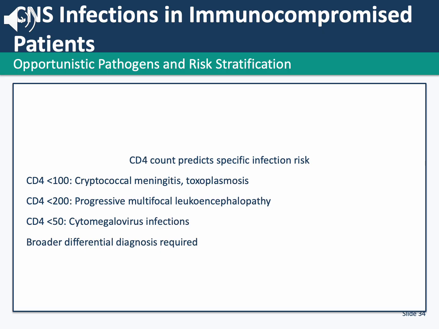Progressive multifocal leukoencephalopathy risk increases when CD4 count falls below 200 cells per microliter. Cytomegalovirus infections occur with CD4 count below 50 cells per microliter. The differential diagnosis is broader in immunocompromised patients and requires consideration of unusual pathogens. Immune reconstitution with antiretroviral therapy or reduction of immunosuppression may improve outcomes.